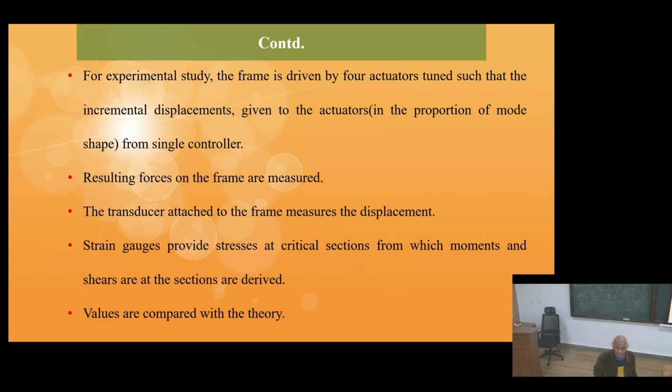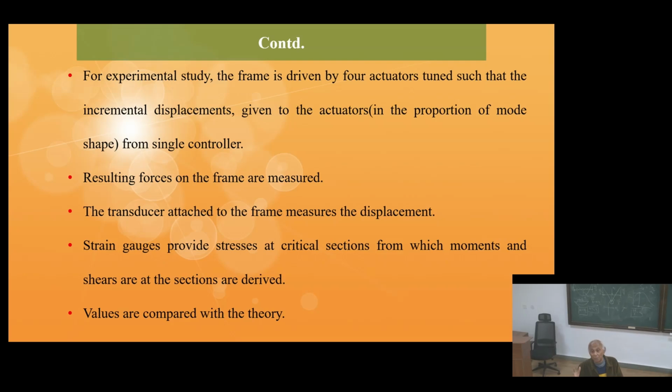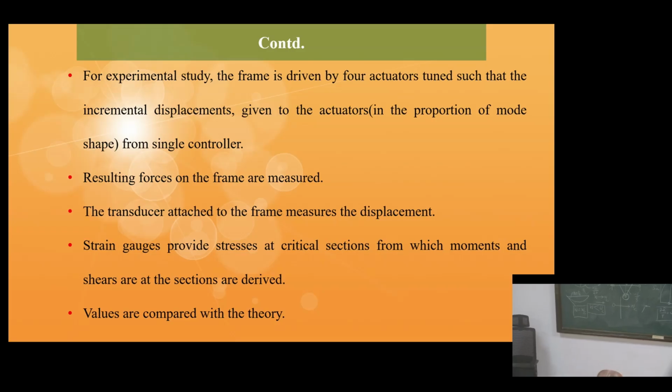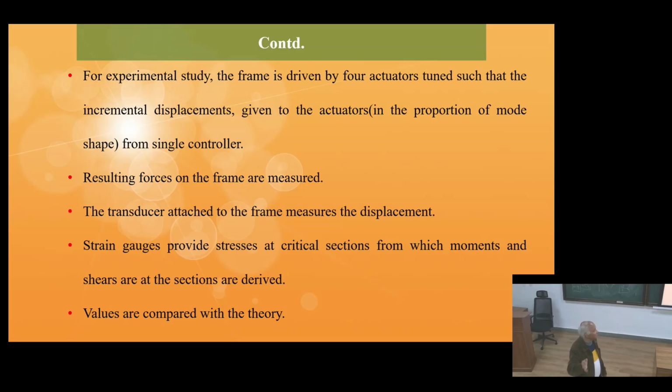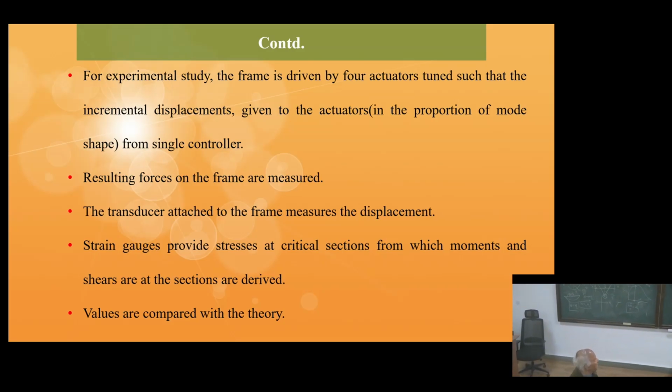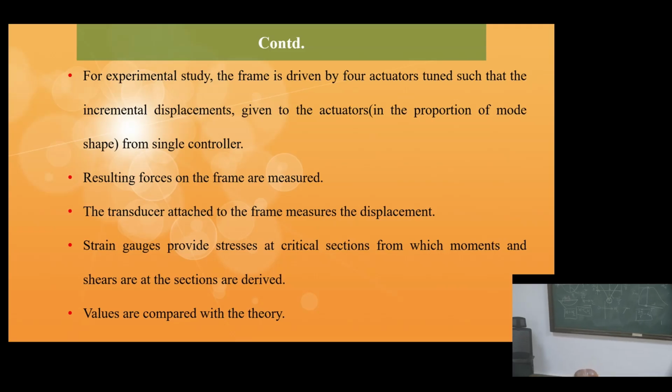Push them in a certain fashion. Which way do we give the displacement? In the first mode shape. The resulting forces on the frame are measured. You can measure the forces which are coming from the reactions of those actuators, and they will eventually be equal to the ones that you have calculated. The transducers attached to the frame measure the displacement. Strain gauges provide stresses at critical sections, from which moments and shears at the sections are derived.